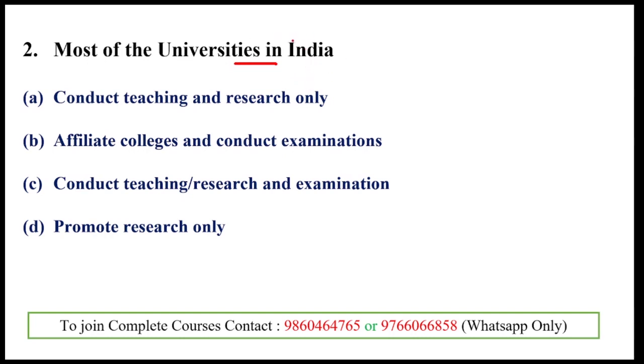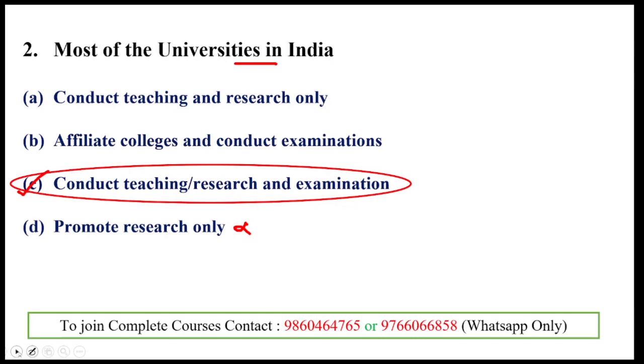And next question. Next one, most of the universities in India. So, in this question, most of the universities come under which category? Whether it is conduct teaching research only, or affiliate colleges and conduct examination, conduct teaching or research and examination, or promote research only. So option D will not come, because most of the universities in India not only promote research, they also conduct teaching and also the examination. Okay, so option C is the right answer. Clear? Moving to next one.